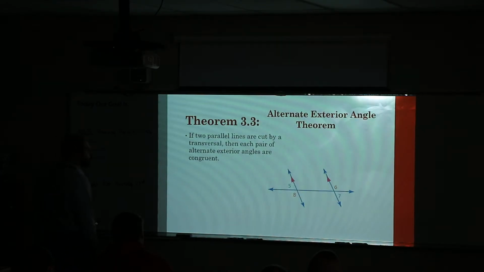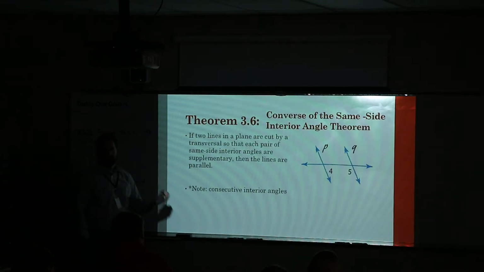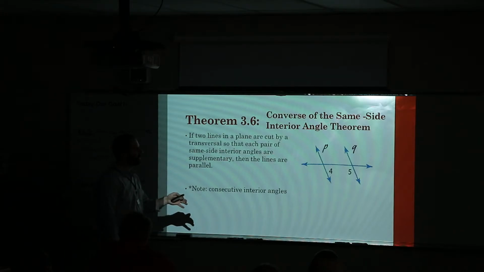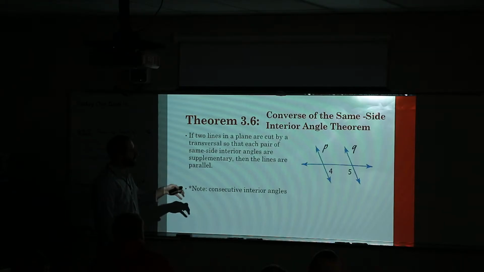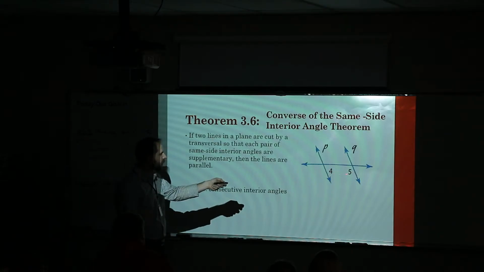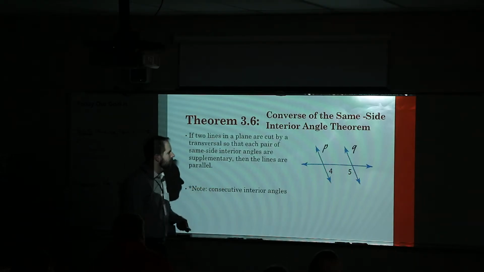Okay? All right. New one that we had Thursday was 3-6. This is the one that we had Thursday. Brand new one. It's a converse of the same side interior angle theorem. What we talked about Thursday is that it has a different name in the textbook. It was one of those weird ones. It's called consecutive interior. This is a converse of the previous theorem that we had, 3-2, the same side interior angle theorem, or what the book said, consecutive interior angle theorem. That if these are supplementary, not equal, but supplementary, then the lines have to be parallel.